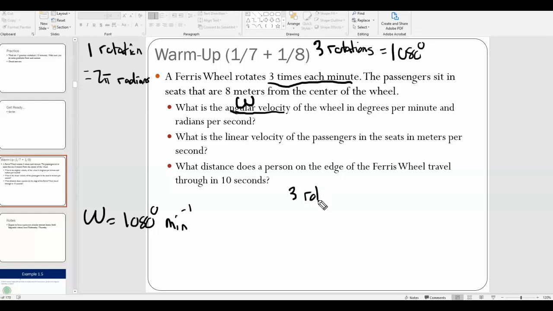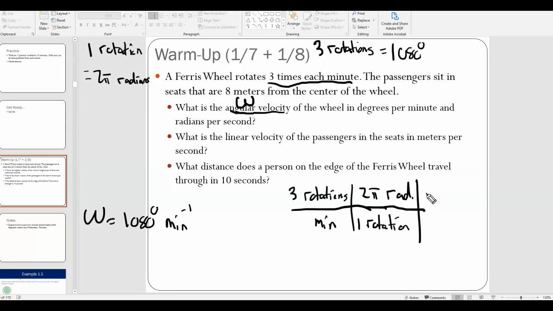Okay, so 3 rotations per minute. We want radians per second. We know in 1 rotation there's 2 pi radians. I'm going to write rad for radians. And we know that in 1 minute there's 60 seconds. Okay, so everything cancels except radians and seconds. And so we also find omega is in radians per second. If I do this correctly, I do 3 times 2 times pi, and then I divide that by 60. I get 0.31. Omega equals 0.31 radians per second. And so that is the answer to the first question.